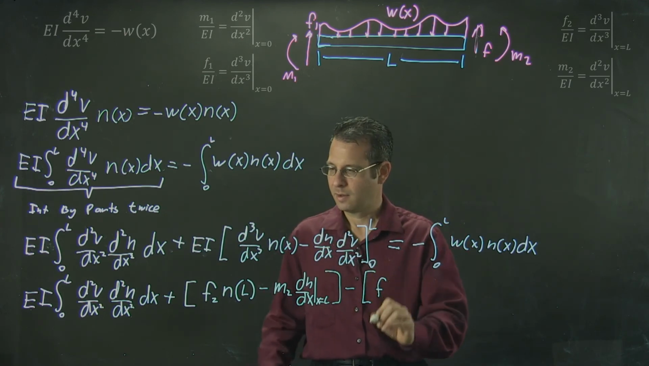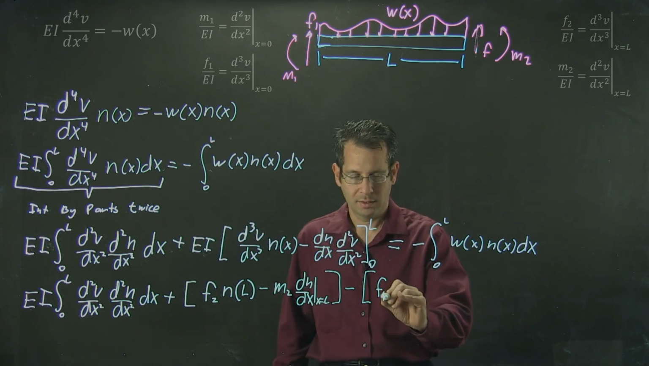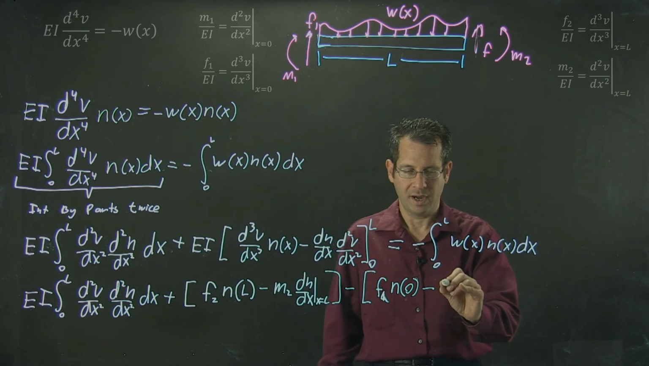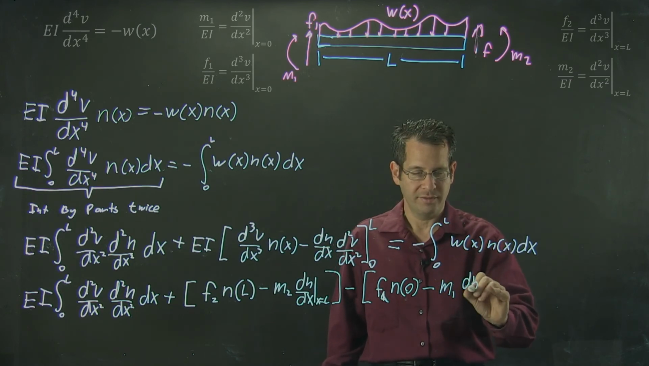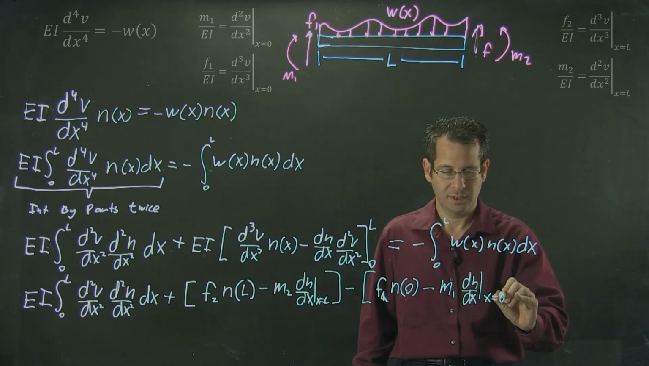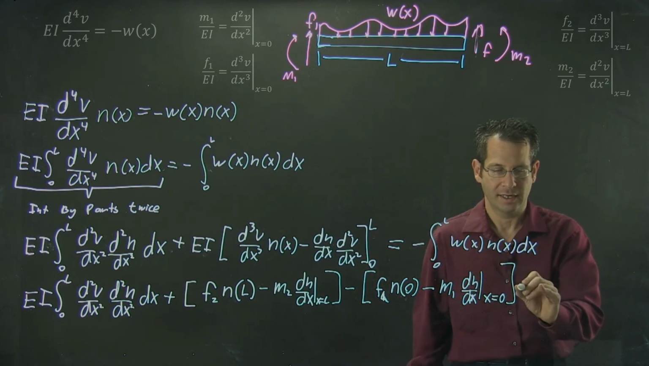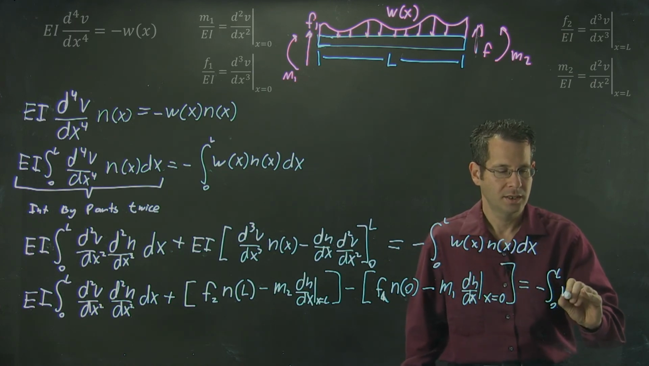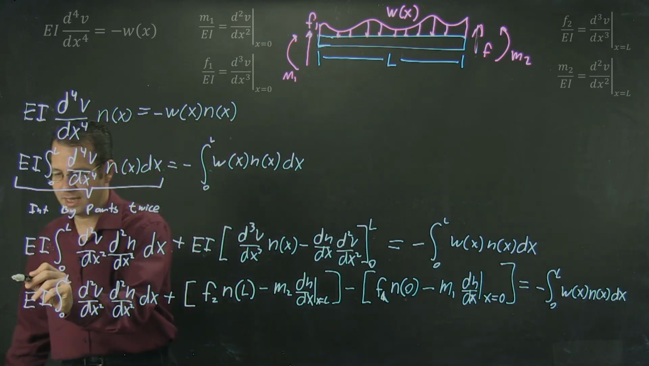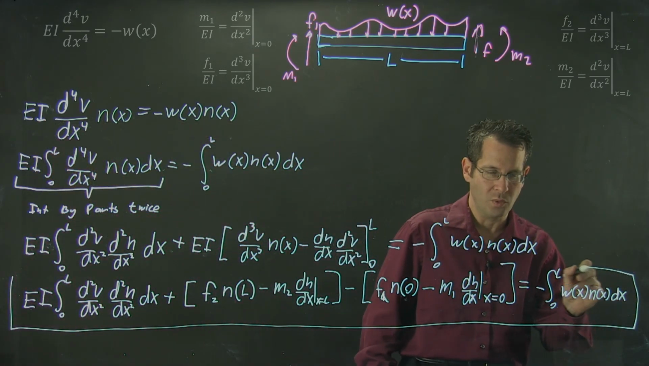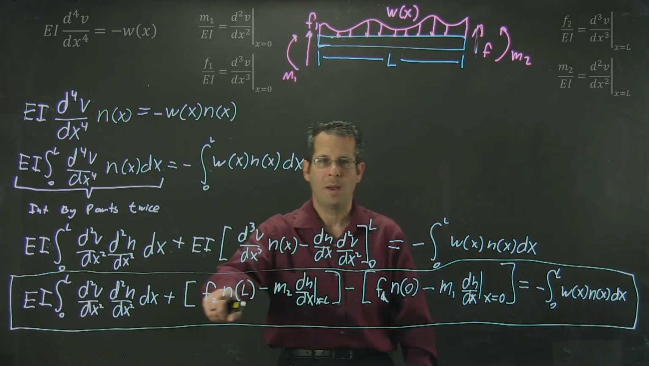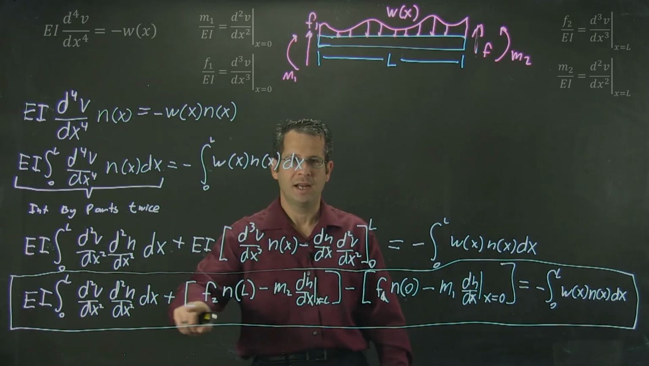minus my force applied at node 1 times my virtual function at x equals 0, minus the moment applied at node 1 times the derivative of my virtual function evaluated at x equals 0. And then I still have my right-hand side equals minus the integral from 0 to L of w of x times n of x, dx. And now, with this, I have arrived at the weak form of my boundary value problem, where my boundary conditions are now built into my differential and integral equation.